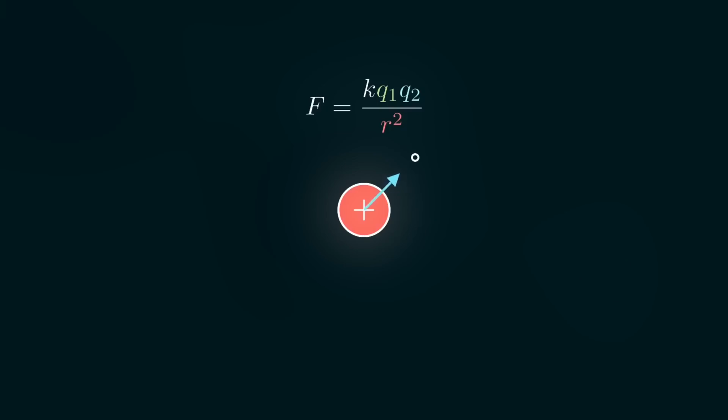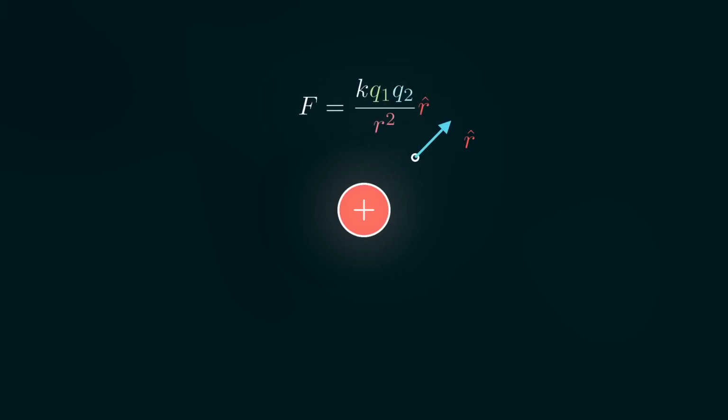So if we make a unit vector, that's a vector with length 1, pointing from the positive charge to our point, we'll call that r hat, we know that this is going to give us the direction that the force is going to go in. And if the charges are opposite, we'll end up getting a negative sign, so the force will point in the opposite direction. Which makes sense, right? Because negatives and positives should attract each other.